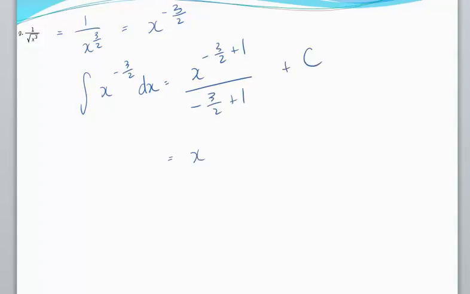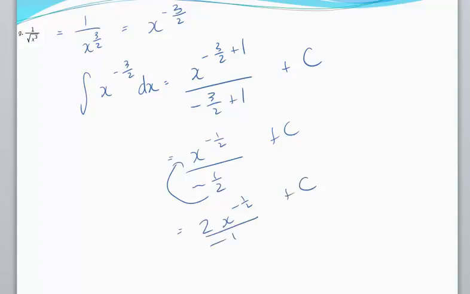So it's going to be x, minus 3 on 2 plus 1 gives us minus a half, divided by minus 3 on 2 plus 1, which will give us negative a half here, plus our constant c. So we can multiply our 2 up, so it's going to be 2x to the power of minus a half divided by minus 1 plus our constant c. So our negative can come out the front, 2 stays up the top, and at the bottom we have root x plus our constant c.